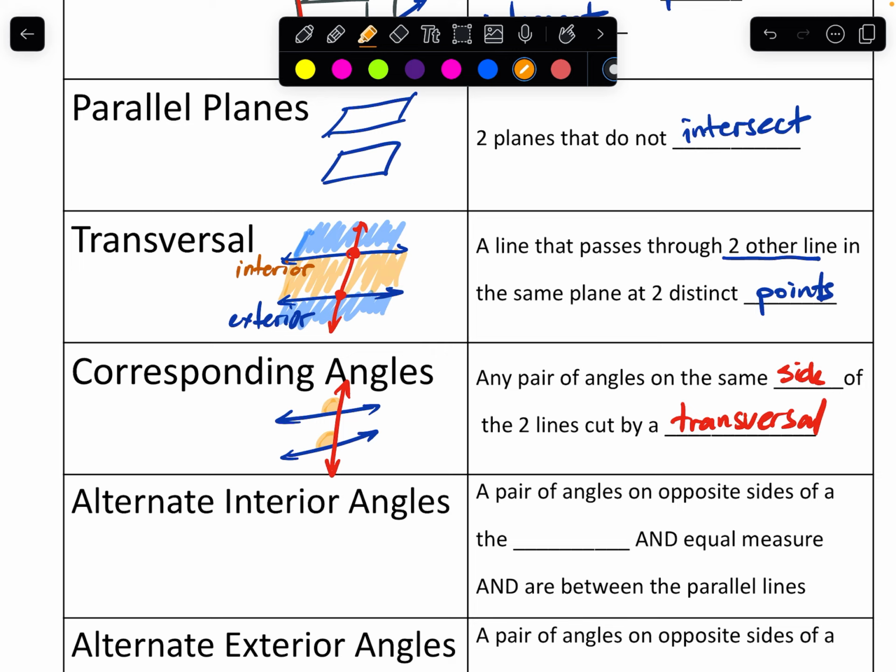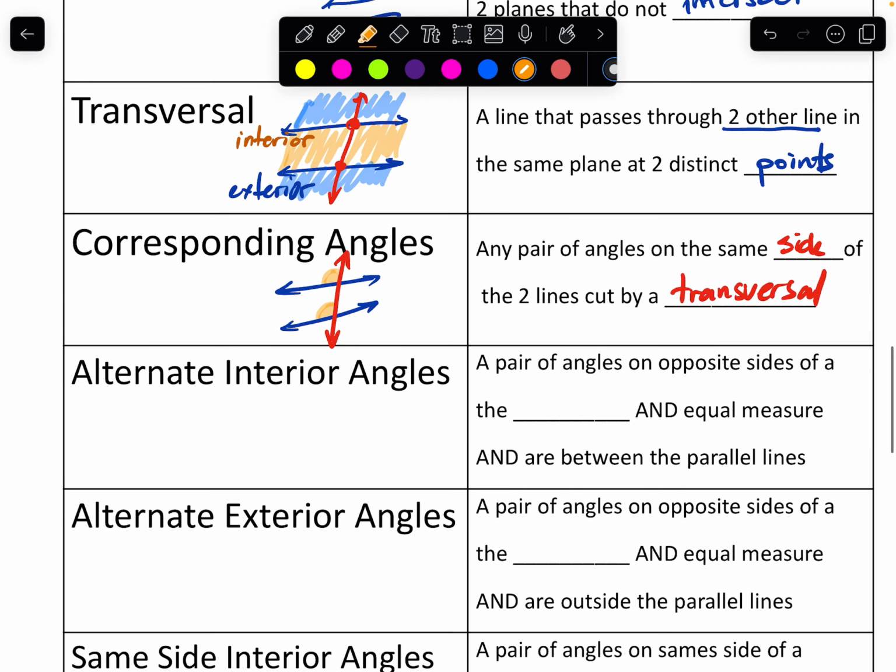So they are both on the same side of the transversal, and one's actually interior and one's actually exterior. So that's a good clue also. So these two angles are corresponding, and you could choose others as well. Let's say I choose this angle right here, top right. These two angles would be corresponding. All right, let's keep going.